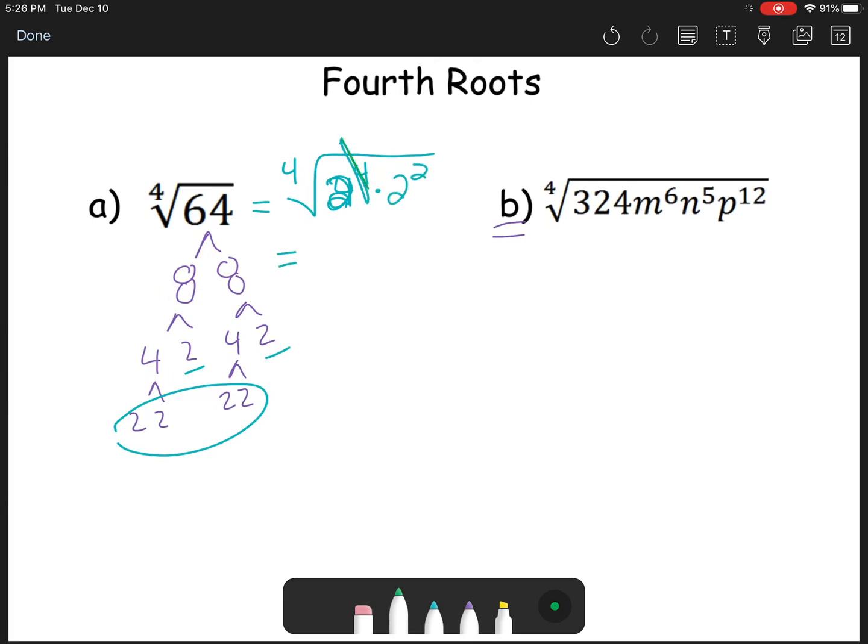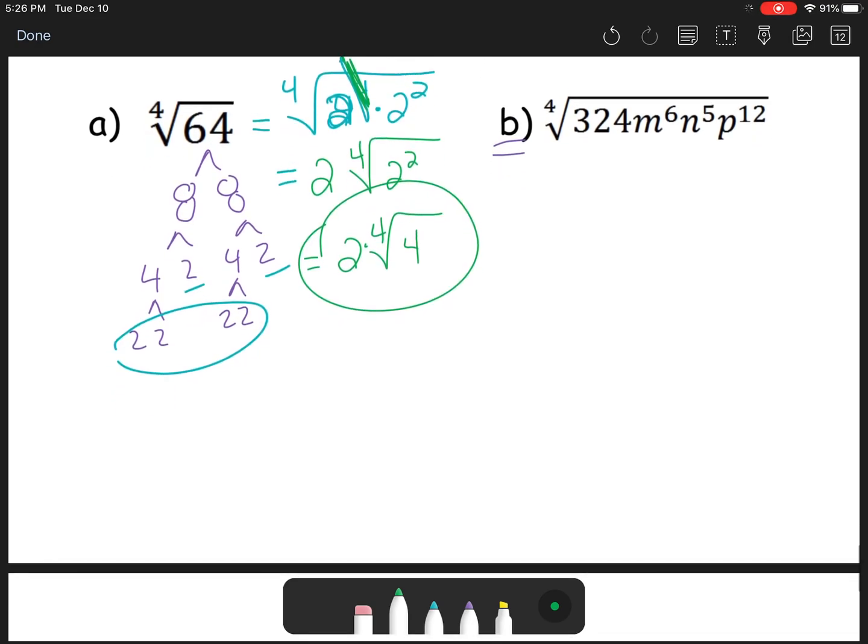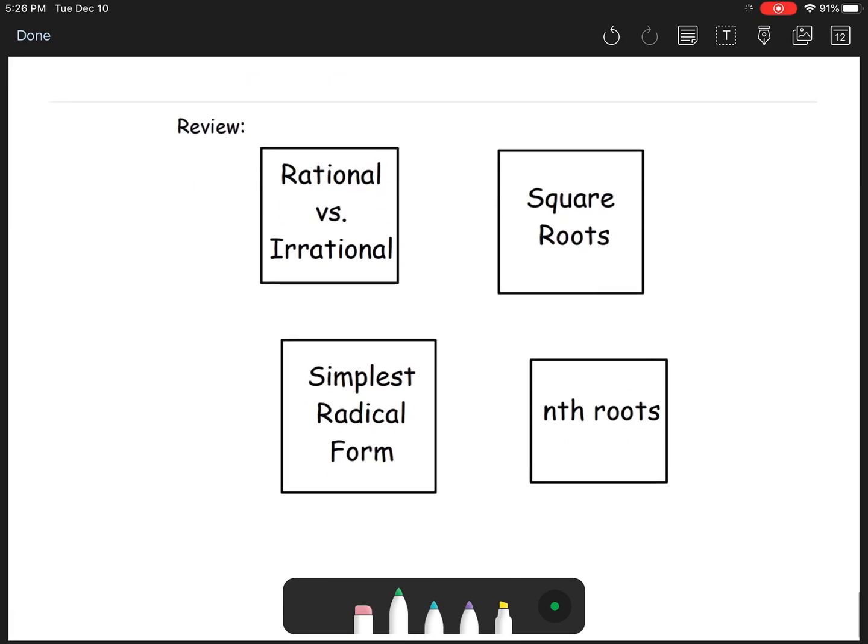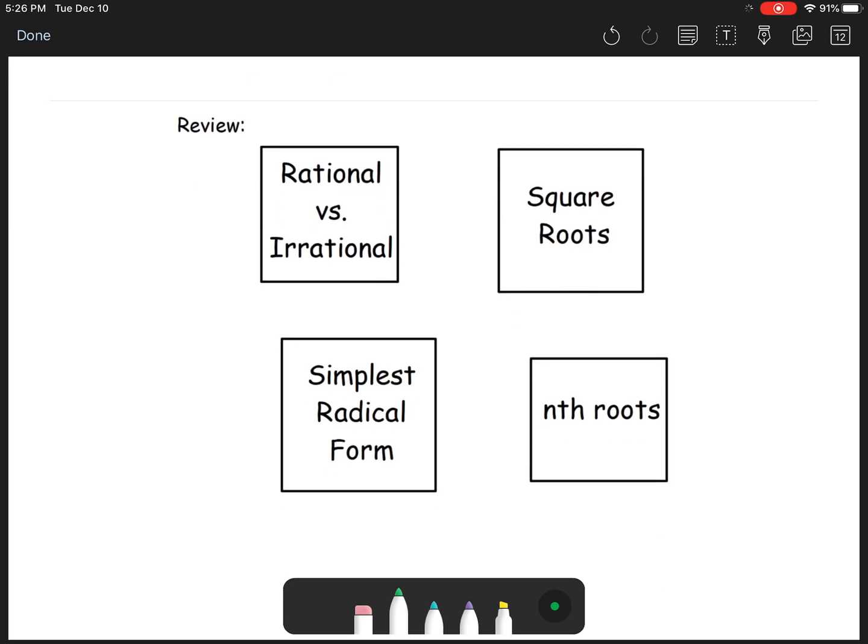Well, the fourth root of 2 to the 4th power is just 2. We can't take the fourth root of 2 squared, so we could just leave that in our radical. But I'm actually going to evaluate that. So our final answer would be 2 times the fourth root of 4. And that would be our answer. So basically, whatever your index is, you look for groups of that, and then your index and your exponent will cancel each other out. And that is the gist of our square roots and our nth roots.